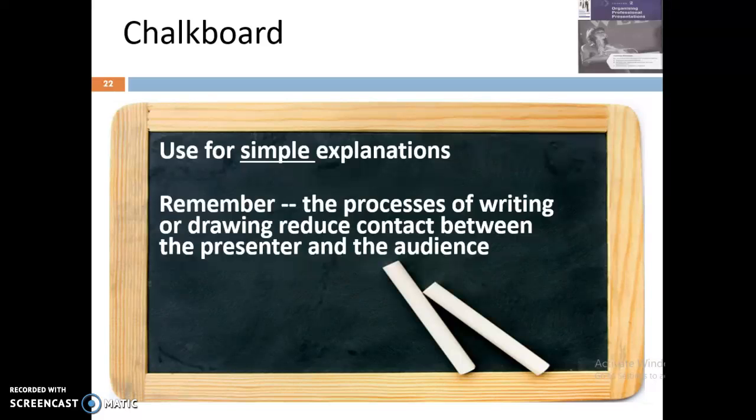You might also want to use the chalkboard for simple explanation, or maybe I should say the whiteboard. The process of writing or drawing reduces contact between the presenter and the audience, so you might want to consider that, because you will be turning your back to the audience when you start writing on the whiteboard.